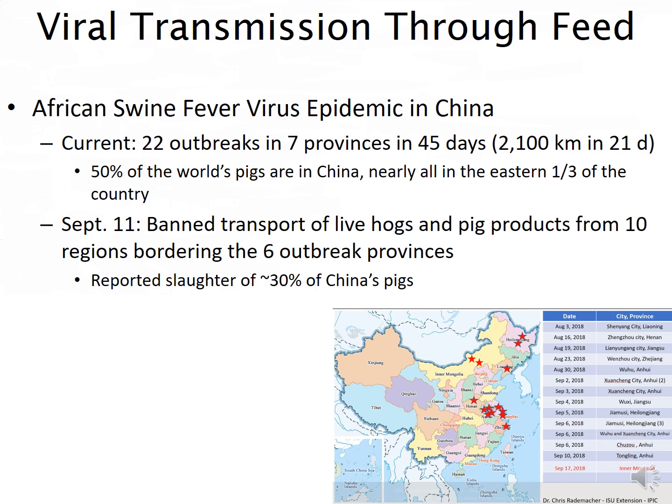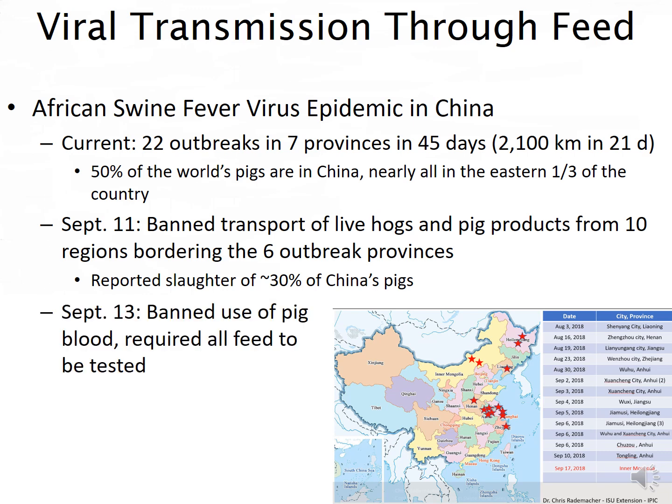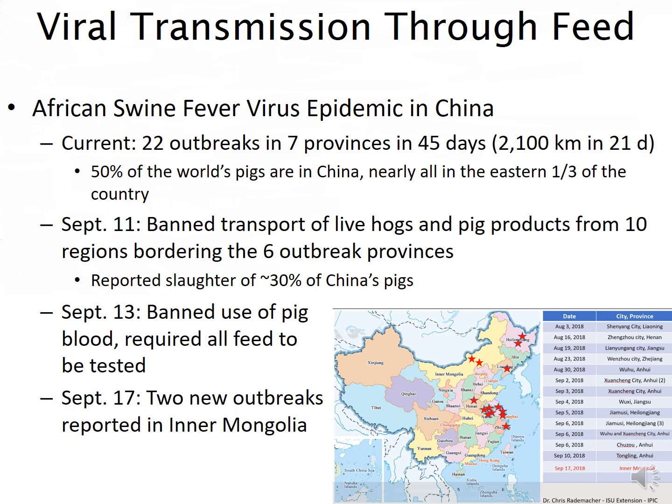As of September 11, 2018, China had banned transport of live hogs and pig products from 10 regions bordering the 6 outbreak provinces, and about 30% of China's pigs had been sent to slaughter. On September 13th, China banned the use of pig blood as a feed ingredient and required all feed intended for pigs to be tested for African swine fever virus and recalled if found positive. Even with these measures in place, on September 17th, 2 new outbreaks were reported in Inner Mongolia.